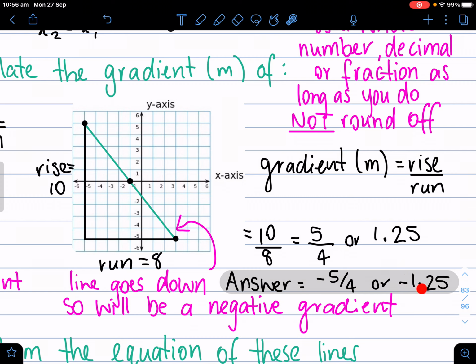Now that's not rounded off. 5 over 4 is actually 1.25. So it's easier for me to write it as a decimal. However, the fraction is still correct. Hopefully you're understanding rise over run a little bit better now.